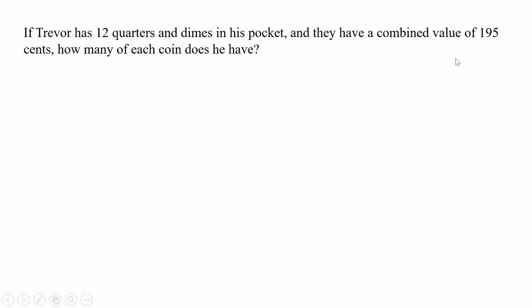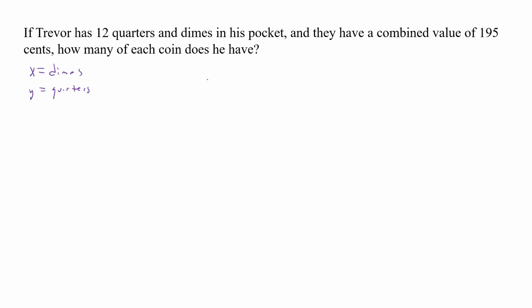All right, how about this one? If Trevor has 12 quarters and dimes in his pocket, not 12 quarters and 12 dimes, but a combined 12 quarters and dimes in his pocket, and they have the combined value of 195 cents, how many of each coin does he have? Well, let's let X equal dimes and Y equal quarters.